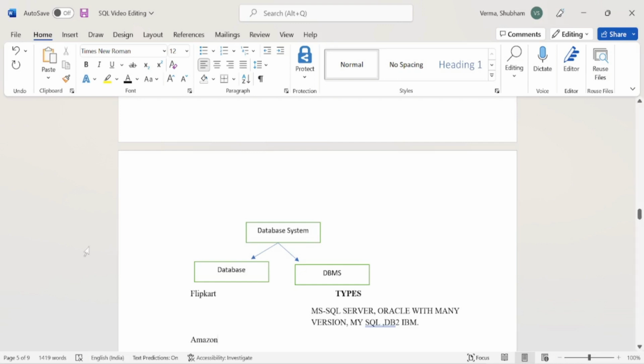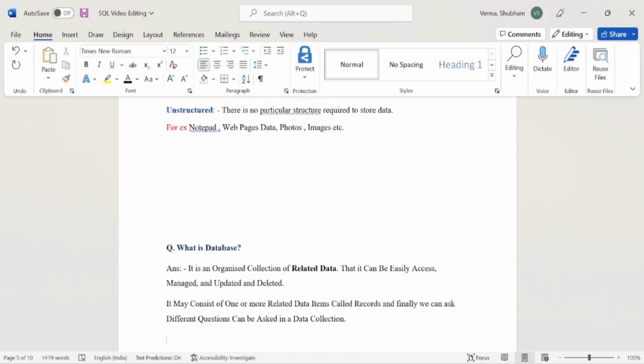If I talk about the database, we have a very simple definition. Here is the definition: it is an organized collection of related data that can be easily accessed, managed, updated and deleted. It may consist of one or more related data items called records. And finally, different questions can be asked of a data collection.